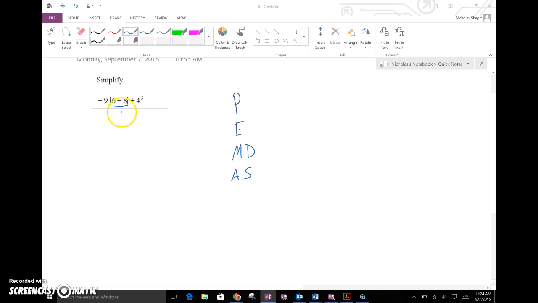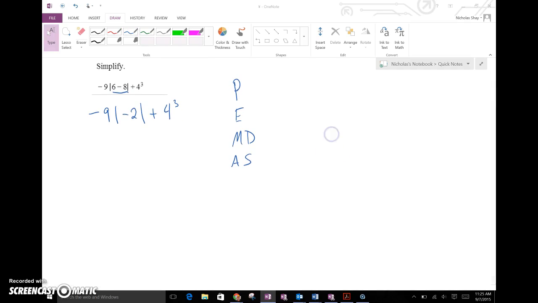So what we're going to do here is 6 minus 8, so it's going to be negative 2, and then we have absolute value, and we have a negative 2 here, plus 4 to the third power. Now, what do we do next? We're still working on the parentheses, right? So what we need to do is the absolute value of negative 2 is going to be positive 2, so this is going to be negative 9, and then the absolute value of negative 2 is going to be positive 2. So we're going to put that in parentheses because, again, since there's no operation between these two, we're going to assume it's multiplication. And then plus 4 to the third.